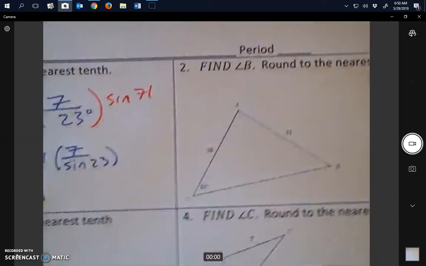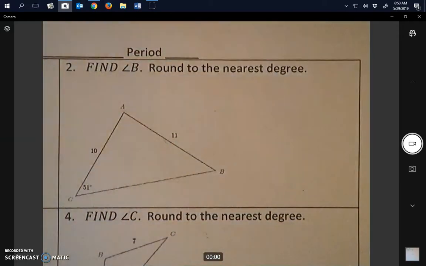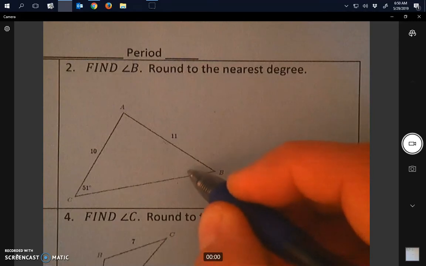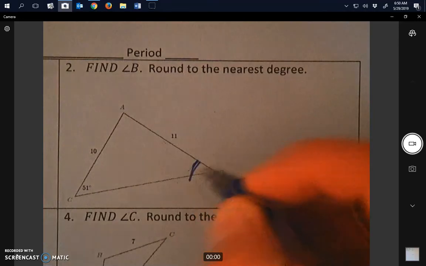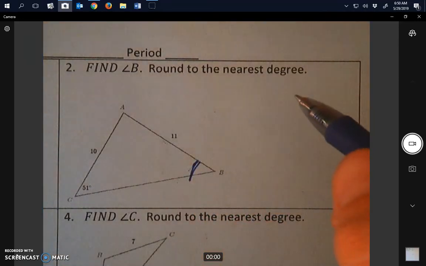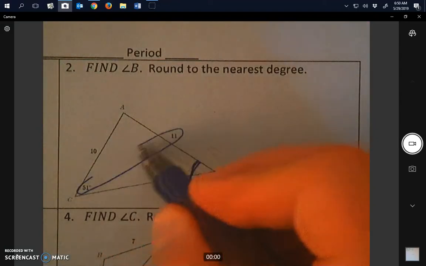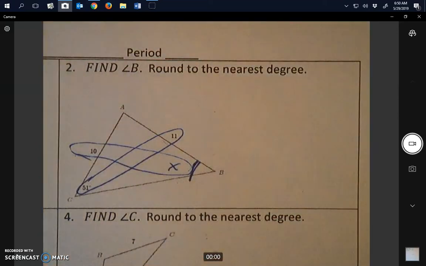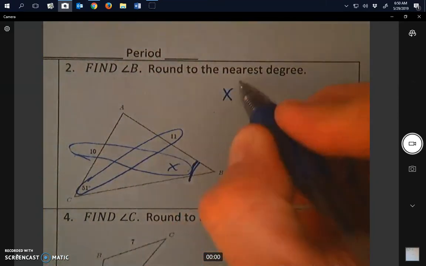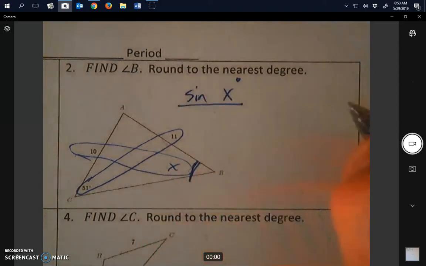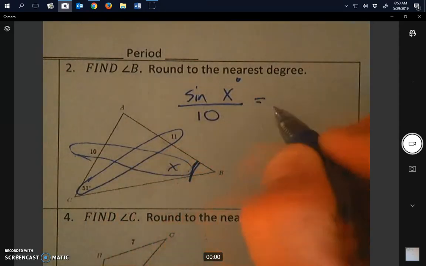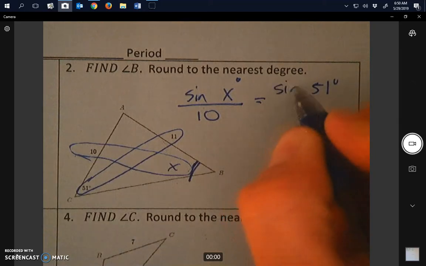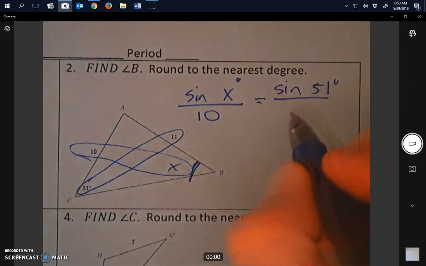Okay, question 2. Find angle B. So last time we found a side, this time we're finding an angle. Let's first find our angle. So we're trying to find this guy right here. That's our angle B. Are we using law of sines? Well, we do have a relationship right here. Okay? And we're trying to find this relationship. This would be our x. Okay, so let's start with our x. That is a degree, so we need to put a sine in front of it. That's over 10. That equals, well, up top we have degrees, so 51 degrees. And every time we have a degree, we write sine with it, at least for law of sines.